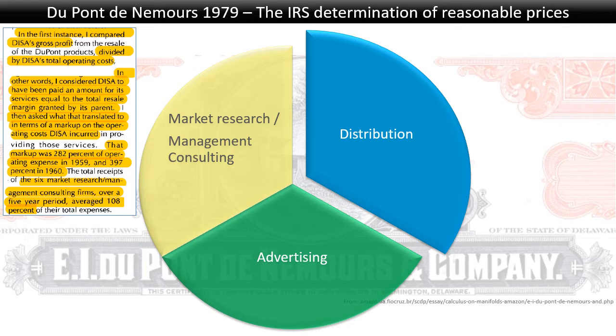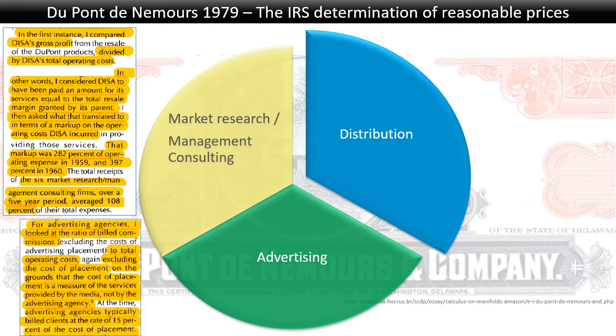I then asked what that translated to in terms of a markup on the operating costs that DISA incurred. That markup was 282% of the operating expense in 1959 and 397% in 1960. The total receipts of the 6 market research management consulting firms over a 5-year period averaged 108% of their total expenses. So this simply doesn't work, right?